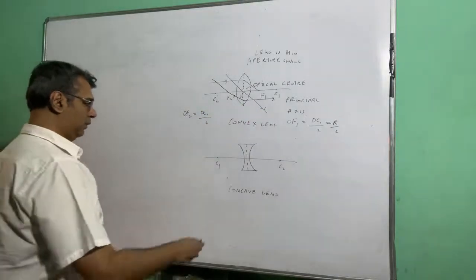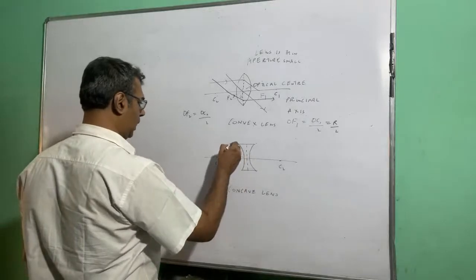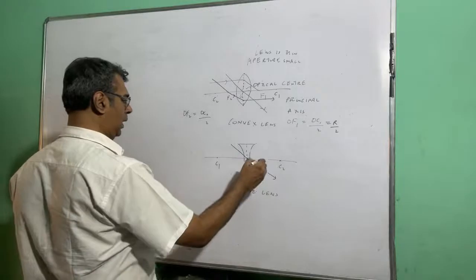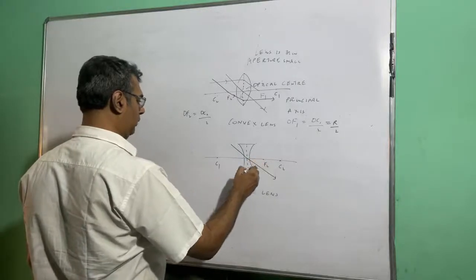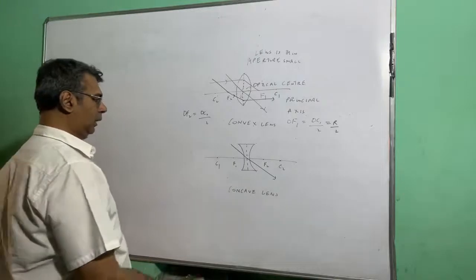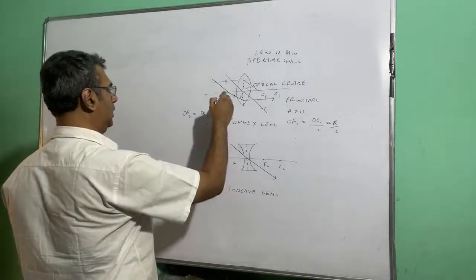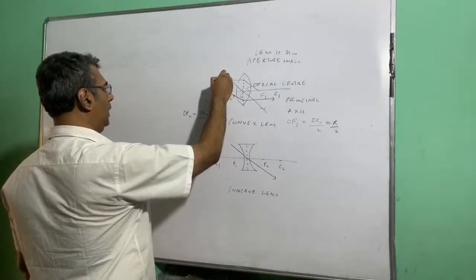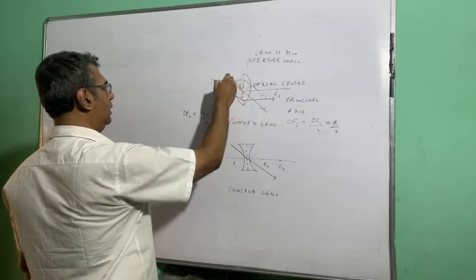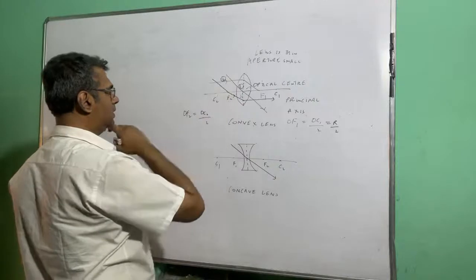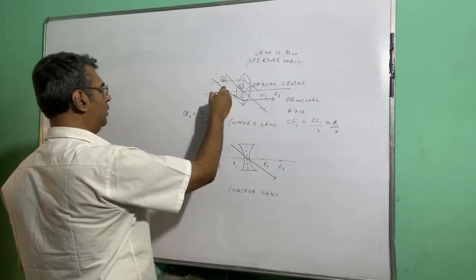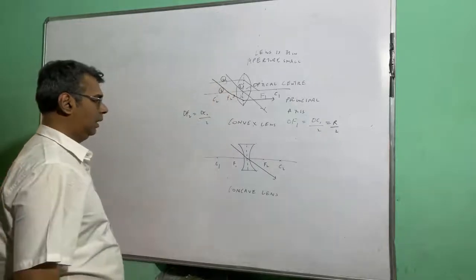Now in case of concave lens, again if a ray passes through optical center, it will go straight through. This time you have to remember F2 will be here and F1 will be here, right? So I'll do one thing. I'll call the optical center ray as ray number 1. The ray parallel to principal axis, I'll call it ray number 2. And the ray passing through the F on the left, I'll call it number 3.